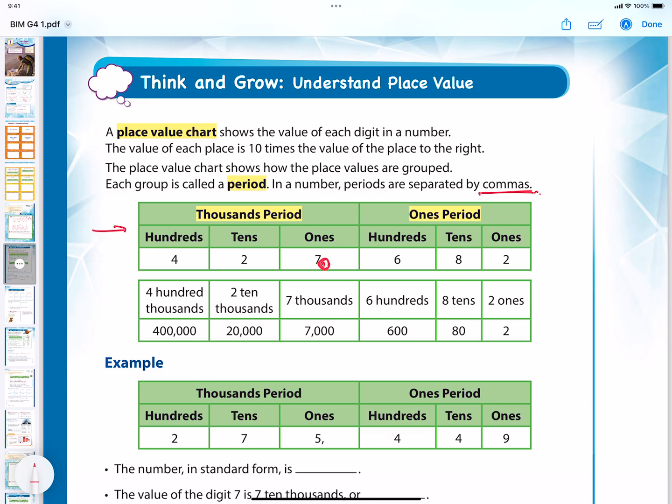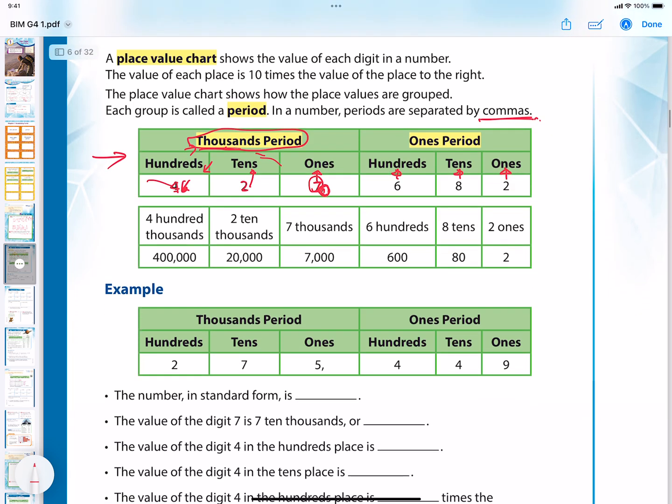So this is called a place value chart, and it tells you the value of each digit in the number. So this 2 represents 2 ones, and 8 tens, 6 hundreds, and 7,000, because this is the thousands place, the thousands period. So this 7 represents 7,000, and this is 20,000. And this 4 represents 400,000. You can read this way, 400 thousand. 20,000, 7,000. All right.